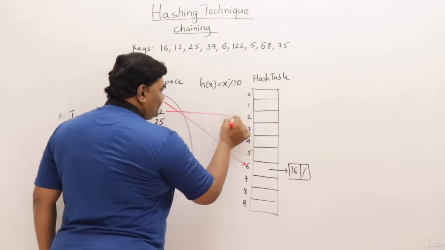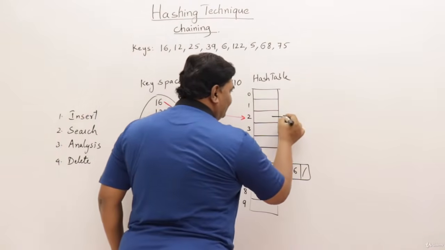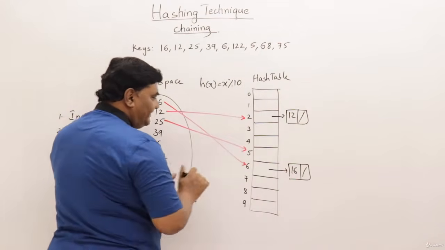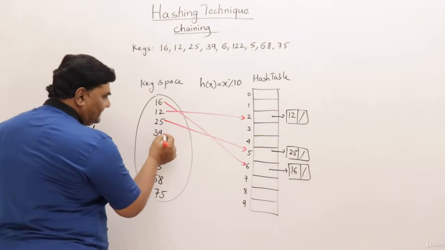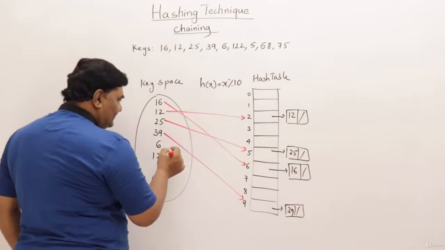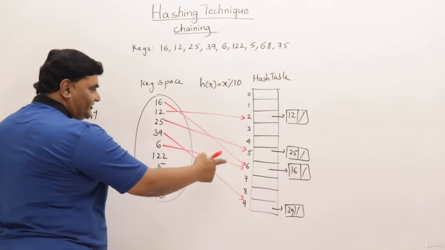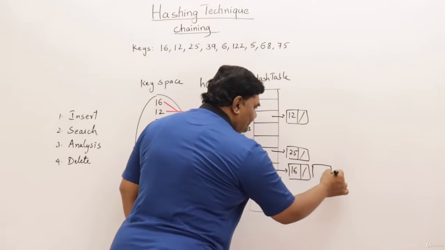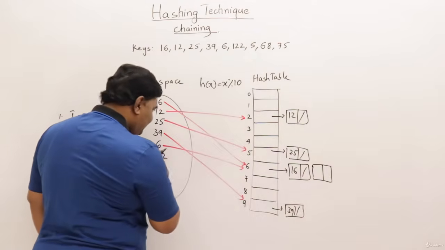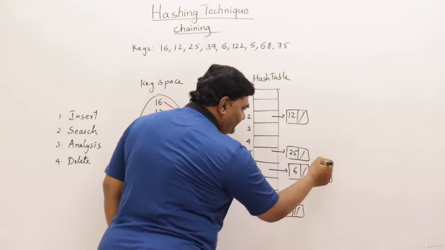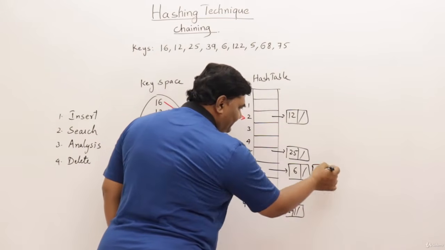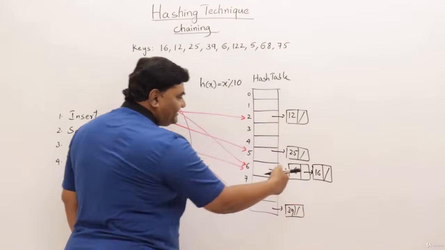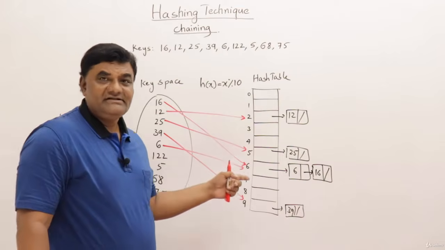12 mod 10 is 2, so it is inserted at this place in a node. 25 is 5. 39. 6. This is a collision, but here we are inserting in a linked list. So I will create a new node and insert here. But 6 is smaller than 16, so 16 should go there and 6 should be inserted here. Means these keys must be inserted in sorted order. They must be kept in sorted order so that searching is easier.